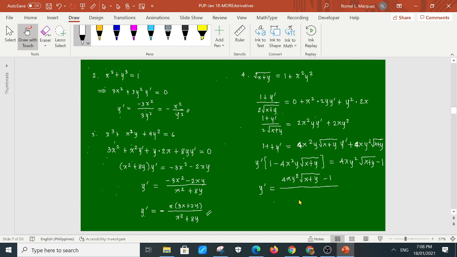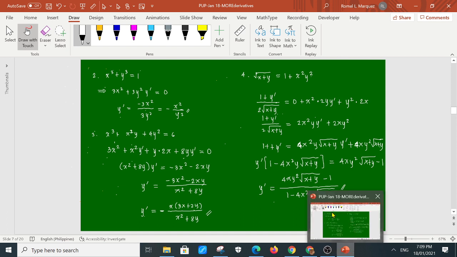Minus 1 all over 1 minus 4 x squared y square root of x plus 1. Hindi yan parehas ha, kasi x squared yung ilalim dito, y squared yan. Hindi pwedeng cancel kahit i-factor out yung negative. Okay guys? Guys, may question pa? Guys? Okay now? Sige. So that's it for today.